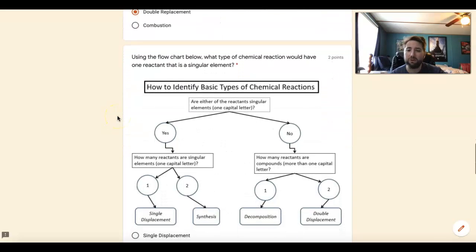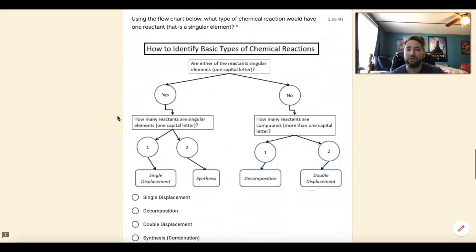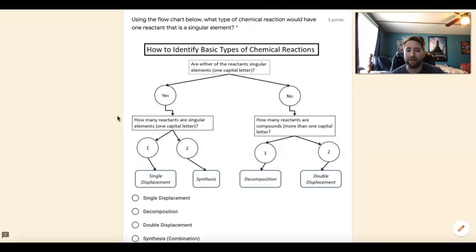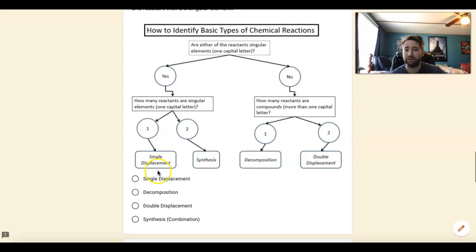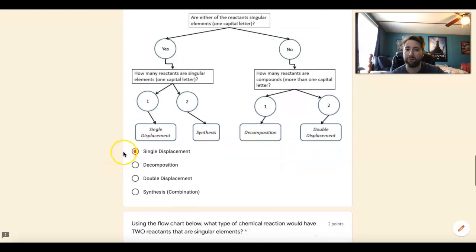Alright, it says using the flow chart below, what type of chemical reaction would have one reactant that is a singular element? Going through here, are either the reactants singular elements, one capital letter? It says yes, just one reactant. So we're going to go to this side. How many reactants are single elements, one capital letter? It said one reactant that is a singular element, so we're going to go one. It's got to be single displacement. So we're going to click single displacement for that one.